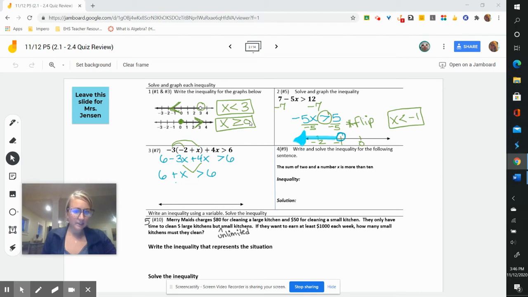So x plus 6 is greater than 6. And our last step right now, to x, we're adding 6. So we want to subtract it from both sides. So we get x is greater than 0. This would be an open circle at 0. It's not included. And shaded to the right because it's all values greater than.